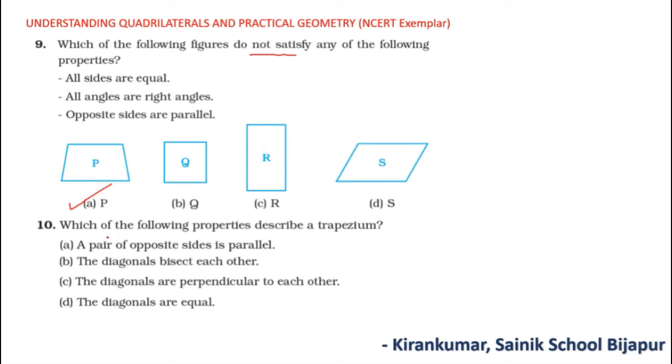Question number 10. Which of the following properties describe a trapezium? A pair of opposite sides parallel, the diagonals bisect each other, the diagonals are perpendicular bisectors of each other, diagonals are equal. In a trapezium the diagonals will not be equal, they are not perpendicular, they do not bisect each other, only a pair of opposite sides is parallel. So option A is the right answer.